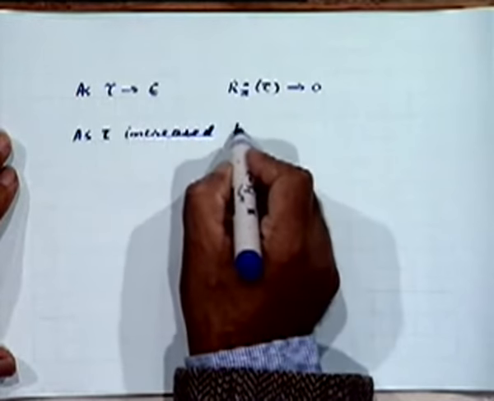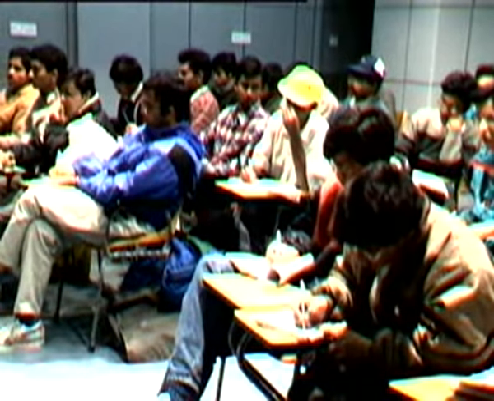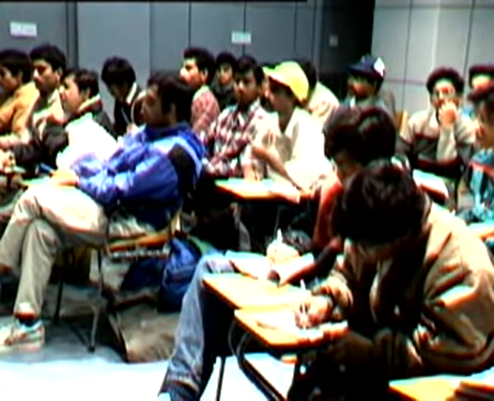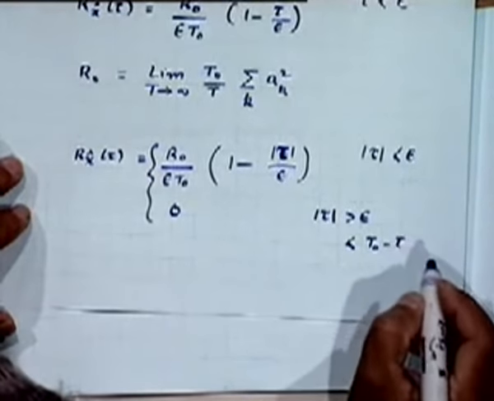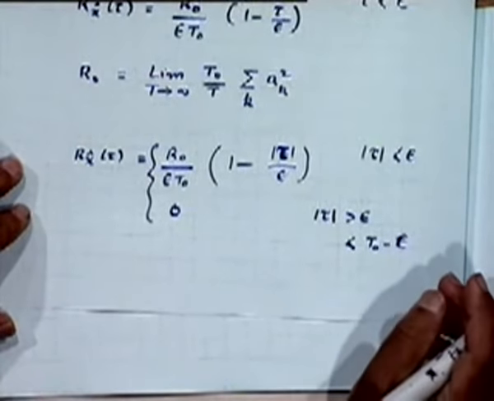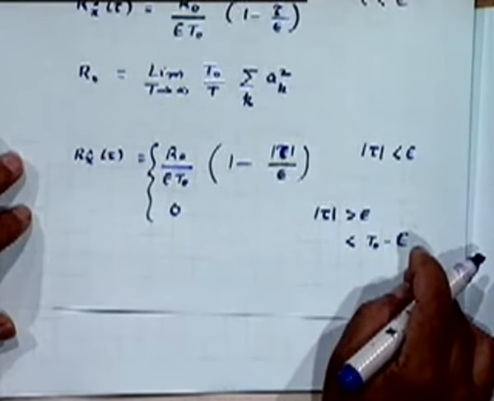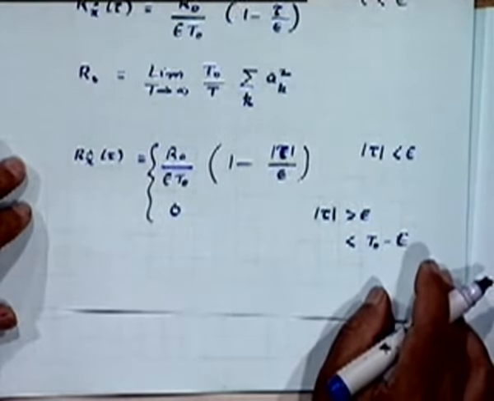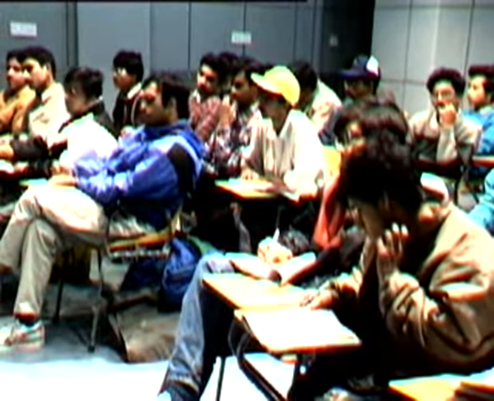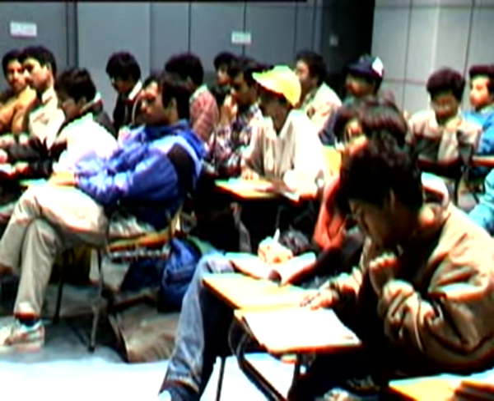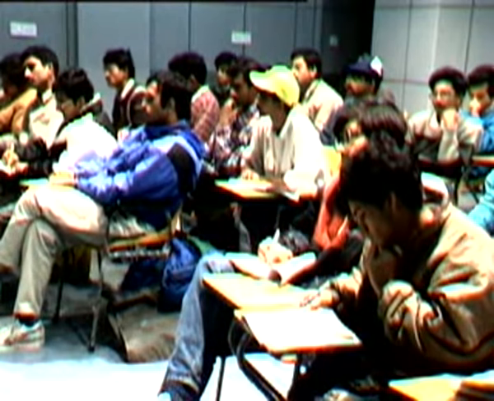Excuse me, sir, in the previous expression, it will be 0 for tau greater than epsilon, but for tau less than t0 minus epsilon. That's right, because the right half of it will start, not the left. You're absolutely right. It should be t0 minus epsilon, because as soon as tau becomes t0 minus epsilon, an overlap between the one-period displaced versions of the pulses will start to take place.